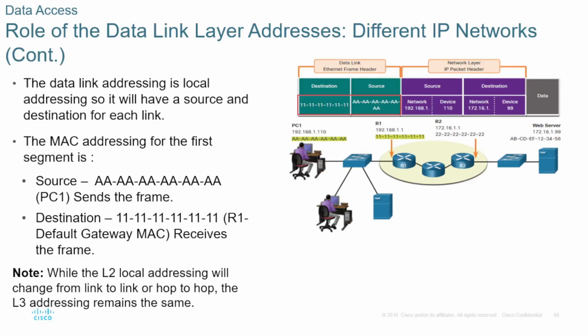Once PC1 forwards its data to the default gateway, the router takes over. From there, it begins the routing process, determining the best path to deliver the data to its final destination, whether that's another office across town or a web server across the world.